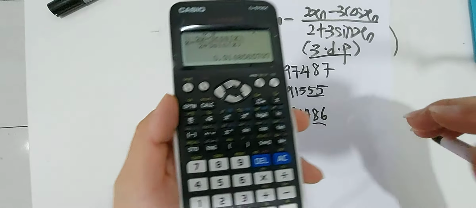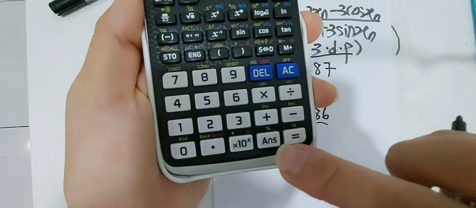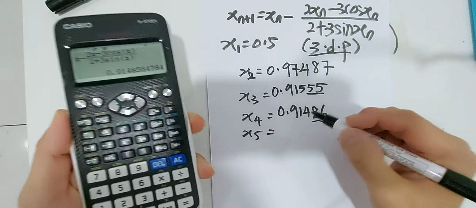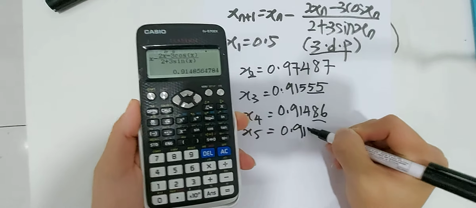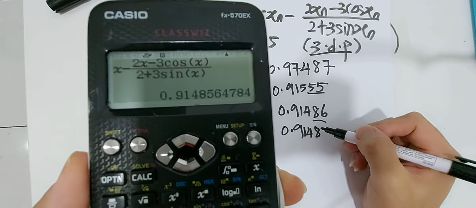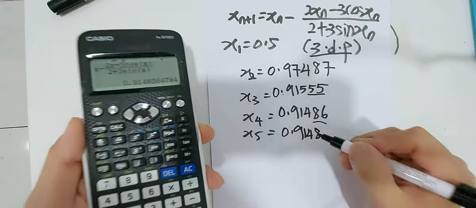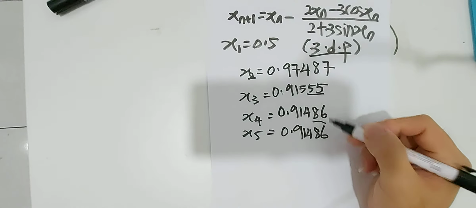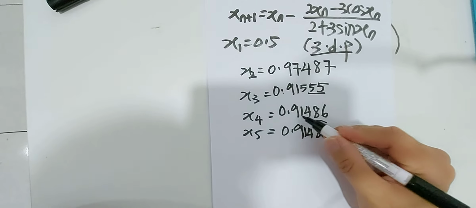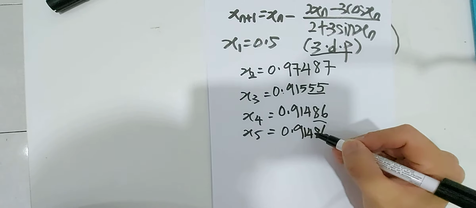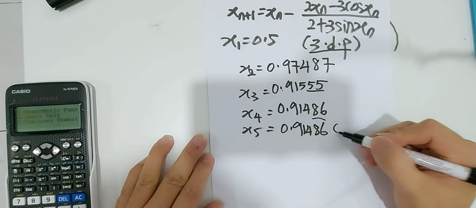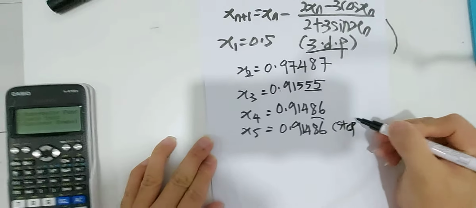So we go for x5. We key in calculate answer, equals twice, and we get 0.91486. After rounding off, can you see that it's already constant? If you round off, you're getting 0.915, the same value. It means it has reached a constant value, so we stop here. We never go for the 6th iteration.